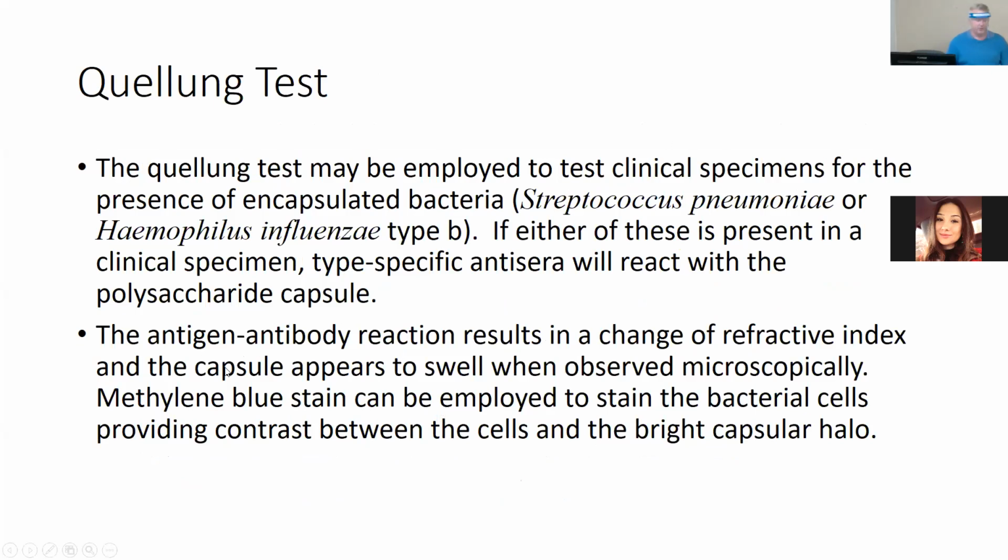Another one of those tests that we'll cover in immunology is called the Quellung Test. Quellung is employed to test clinical specimens, so kind of the same thing we're talking about. I don't want to get too much into immunology here, but you do need to know this name. When you see it again, you need to know it's a test used to test for encapsulated bacteria like Strep pneumoniae or Haemophilus influenzae, to see that it's there, and that reaction tells us if we have enough there.